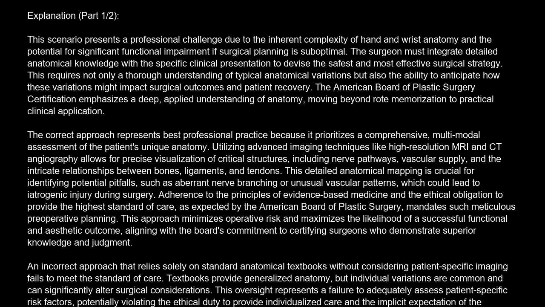Explanation. This scenario presents a professional challenge due to the inherent complexity of hand and wrist anatomy and the potential for significant functional impairment if surgical planning is suboptimal. The surgeon must integrate detailed anatomical knowledge with the specific clinical presentation to devise the safest and most effective surgical strategy. This requires not only a thorough understanding of typical anatomical variations, but also the ability to anticipate how these variations might impact surgical outcomes and patient recovery.